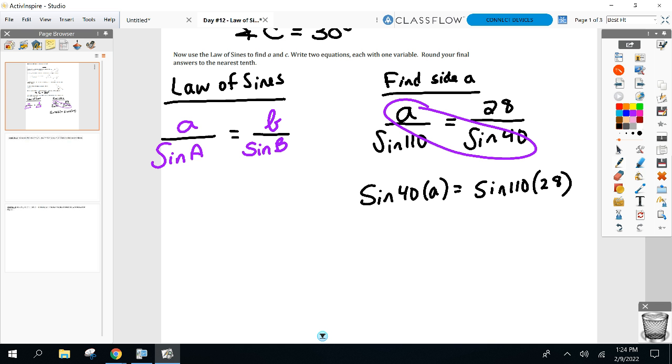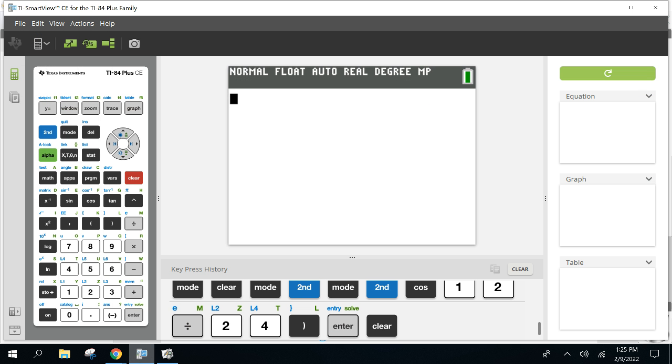Oh, here come the bags opening and the calculators being fired up. I'm solving for side A. What do I need to do on both sides to get A by itself? Divide both sides by sine 40. Yep. So side A will be equal to, let's go to your calculator. You don't have to use a fraction template. I do, but you don't have to.